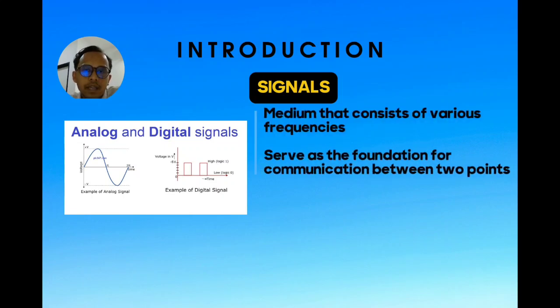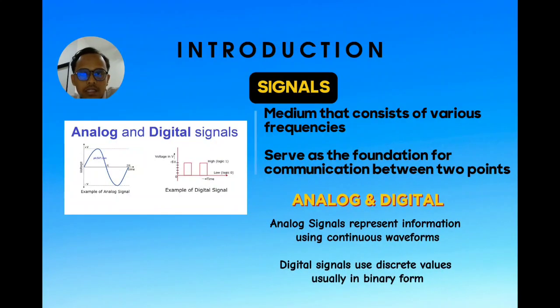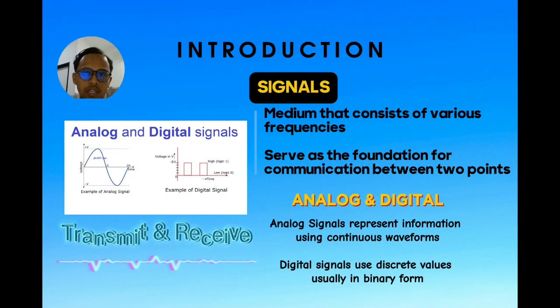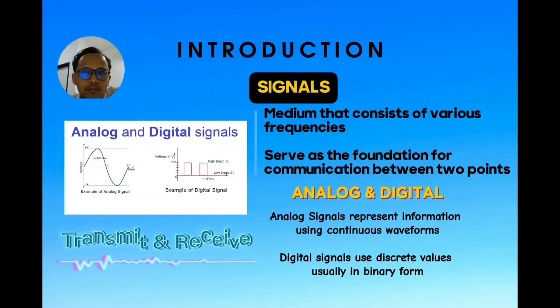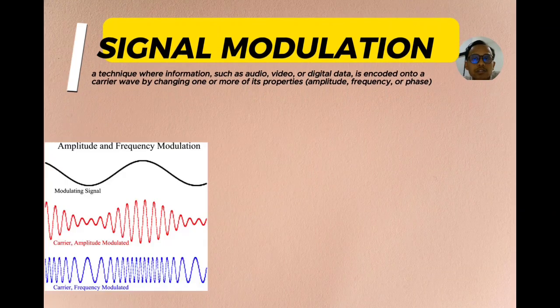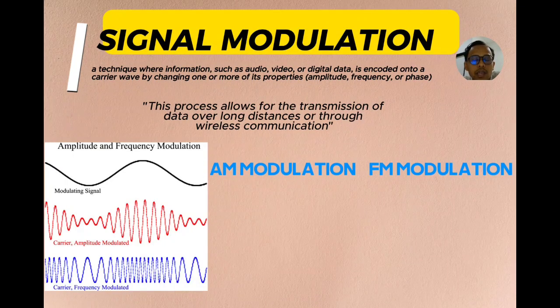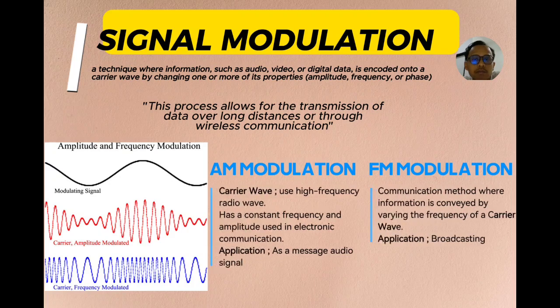A signal can be defined as a medium that consists of various frequencies which are essential for transmitting and receiving information. These frequencies serve as the foundation for the communication between 2 points, allowing data to be conveyed accurately and efficiently. Generally, there are two main types of signal: analog and digital signal. Signals undergo several important processes, including analysis, manipulating, and transformation.